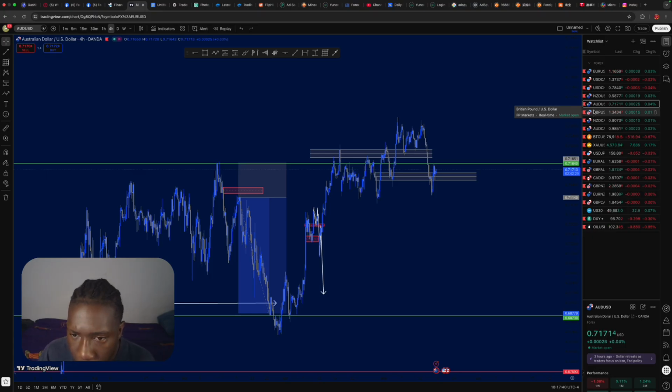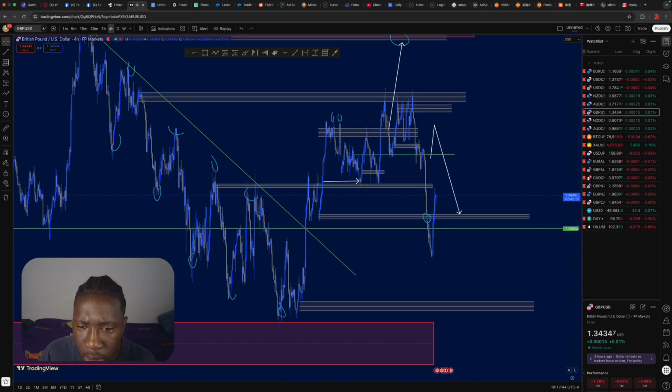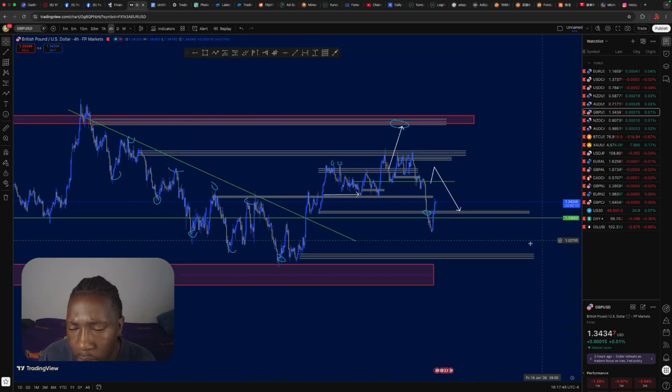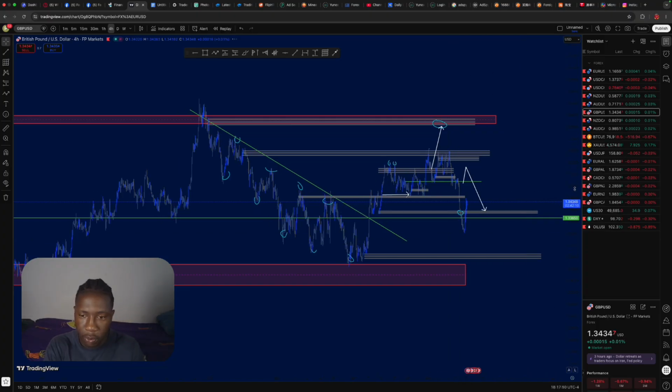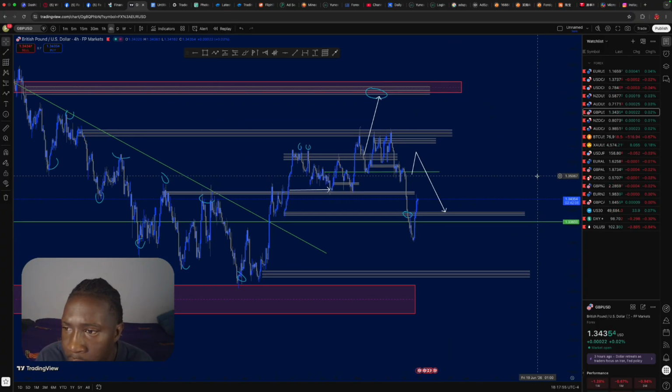So right now we go to GBP USD. So GBP USD we are returning to the upper side like this. So on GBP USD, what we are able to see is that the market is going to the upper side, and this is not bad. This is not bad at all.